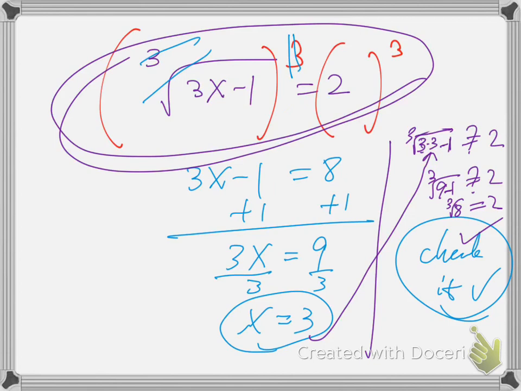So this is the radical equation part. The idea is we use the second power to cancel the radical sign, change it to a linear equation or quadratic equation, solve it, and then check the solutions.